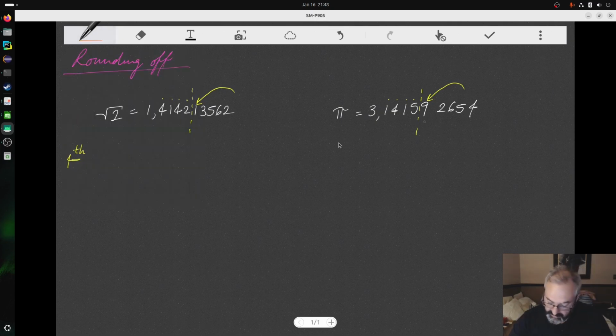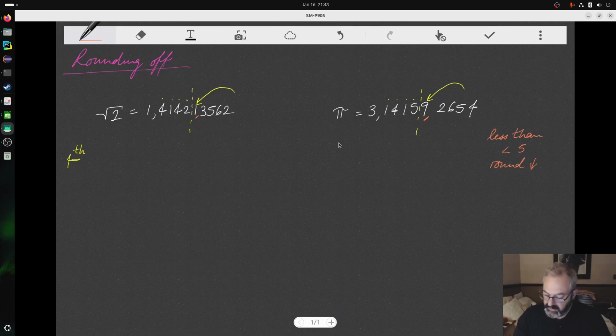If the number that is immediately to the right of our imaginary line is less than 5, then we round it downwards. And I'll show you just now what I mean by that. So we round downwards, okay, if the number is less than 5.